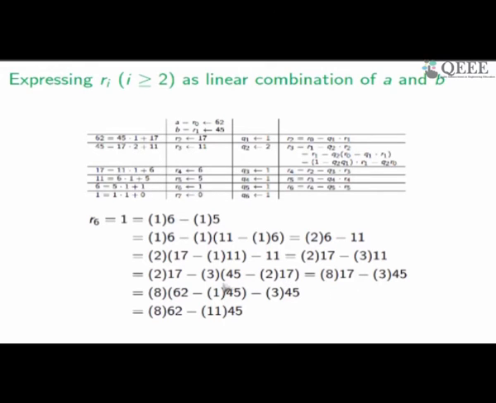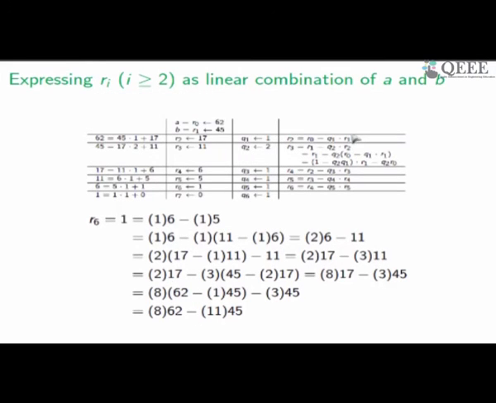So that is 3 into 2, 6, 6 plus 2, so 8 into 17 minus 3 into 45. And then you make a similar substitution for the smaller number, that is 17, to get 8 into 62 minus 45 minus 3 into 45. So this will end up with 8 into 62 minus 11 into 45.